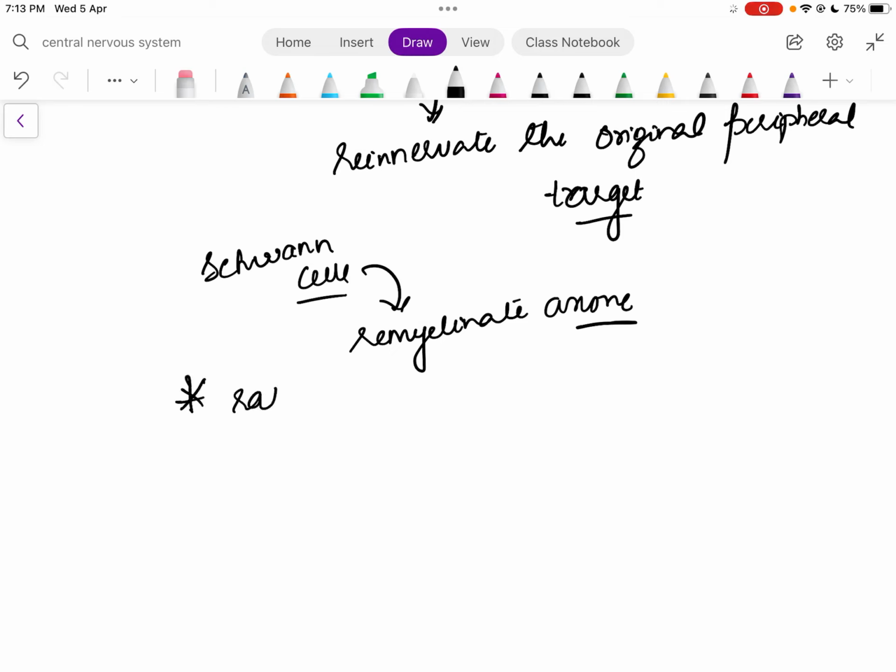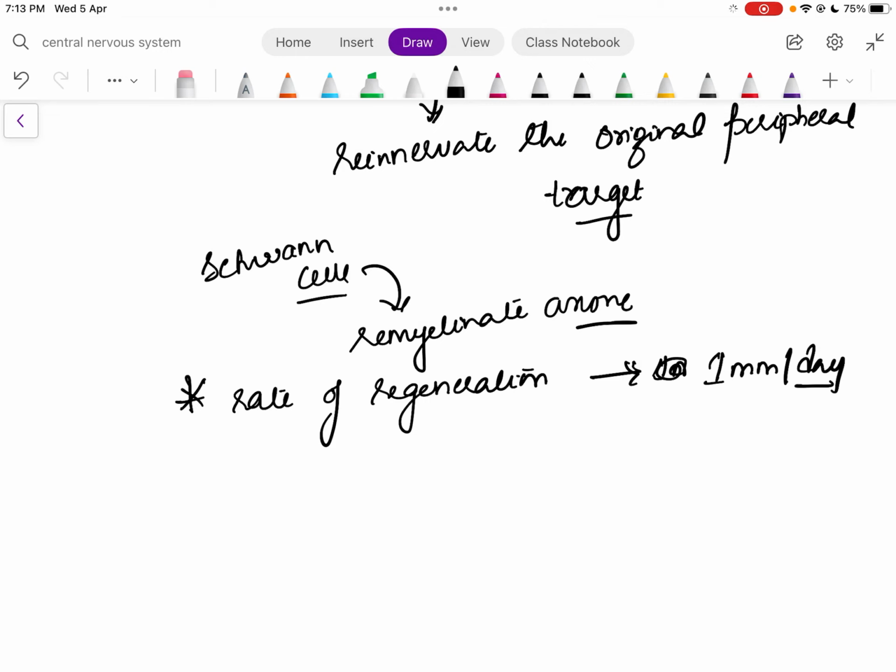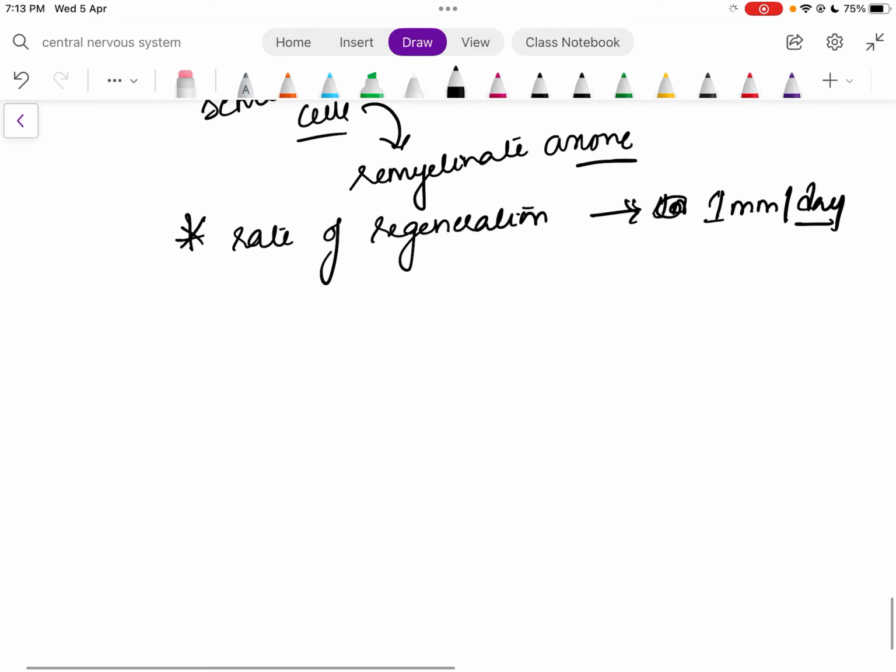And what is the rate of regeneration? It is 1 mm per day. It is a very slow process.